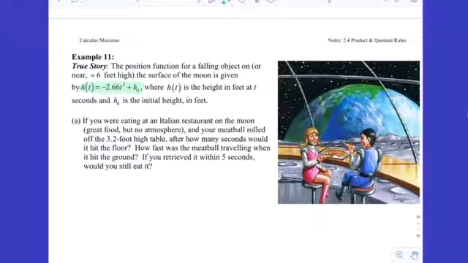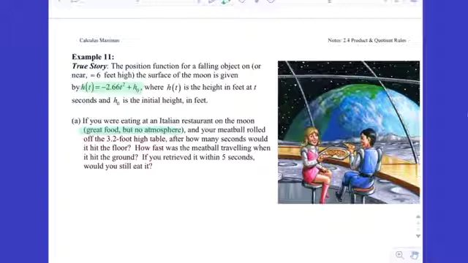So question A, if you were eating at an Italian restaurant on the moon, and the Yelp review said, great food, but no atmosphere, and your meatball rolled off of the 3.2 foot high table, after how many seconds would that meatball hit the floor?